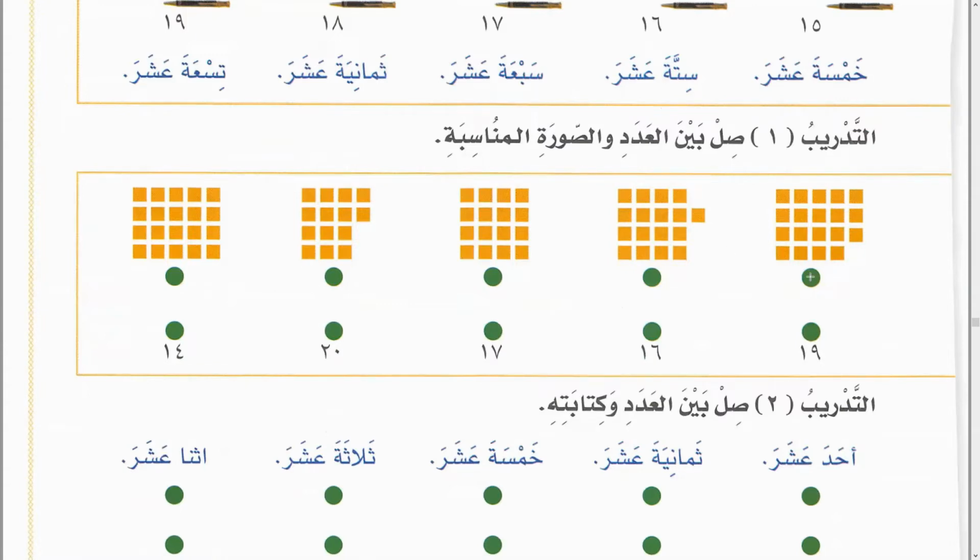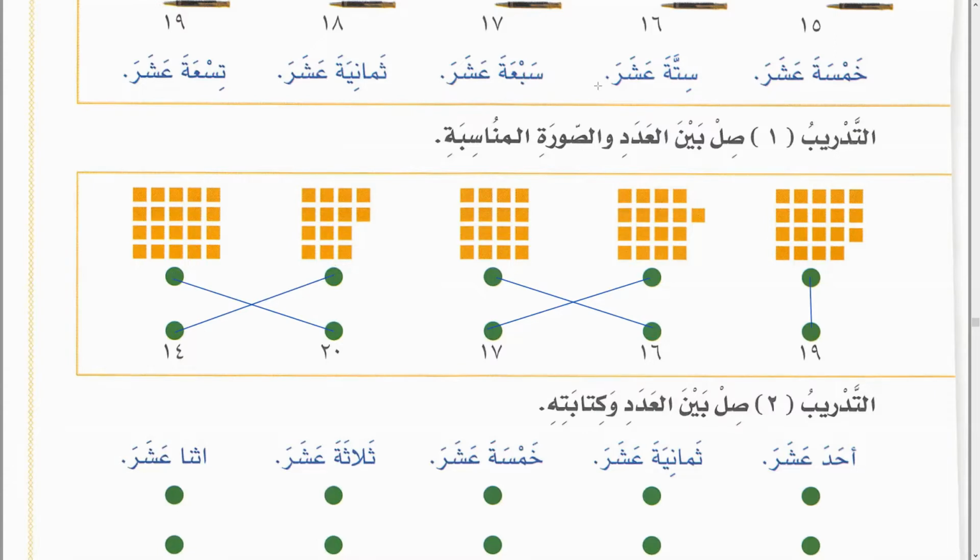Tis'at ashra. What is 19? Tis'at ashra. And this is 17, sab'at ashra. This is 20, ishruna. Or not 20, this is 16. Sittata ashra. It's not sittatu ashra, it's sittata, with a fatha. And ishruna is this, 20. And this is arba'ata ashra, and this is tis'ata ashra.